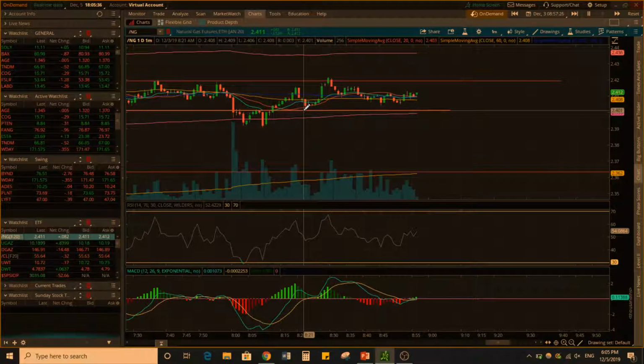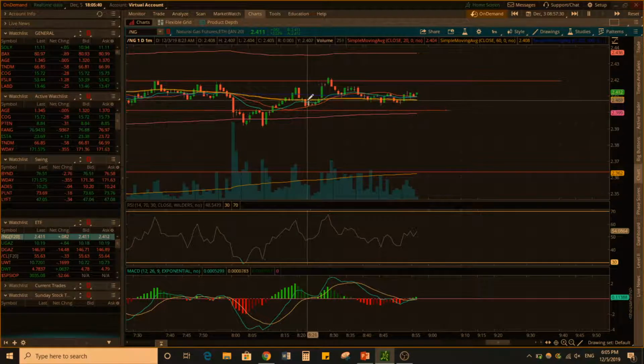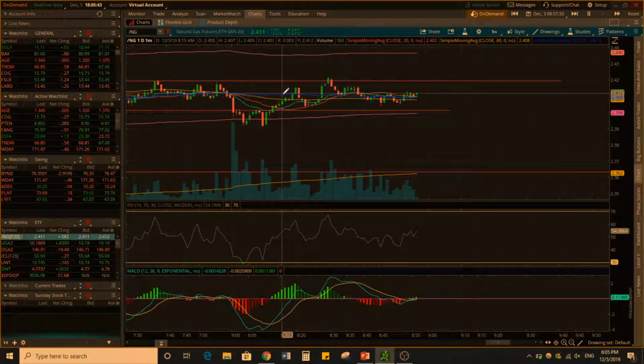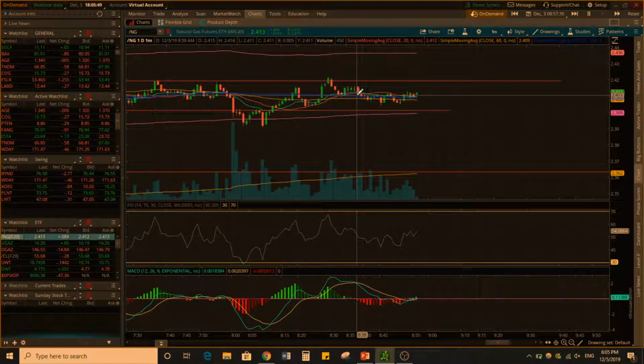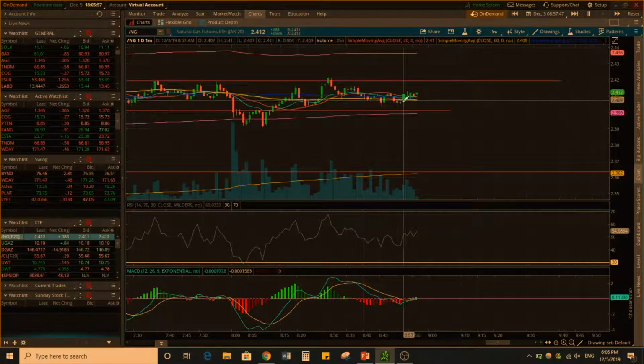Usually when you use this tactic of using these SMAs, the SMAs should be very clearly upward sloping, and they should be above that line. So it's not really helpful right now when they're so close together.